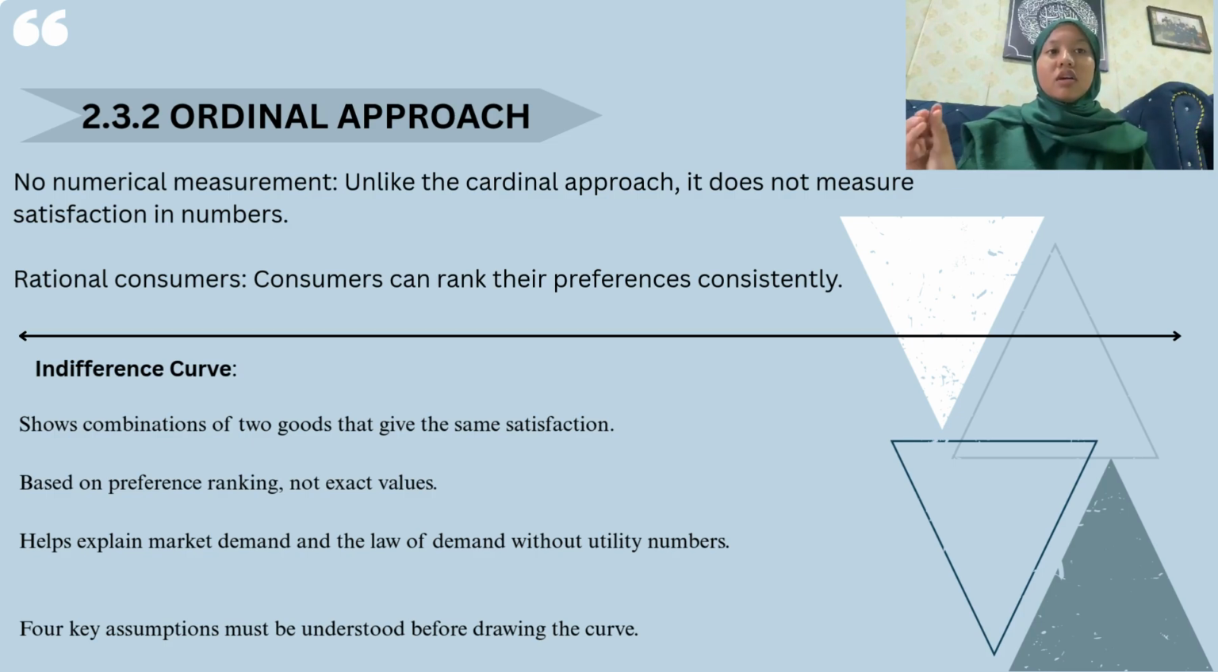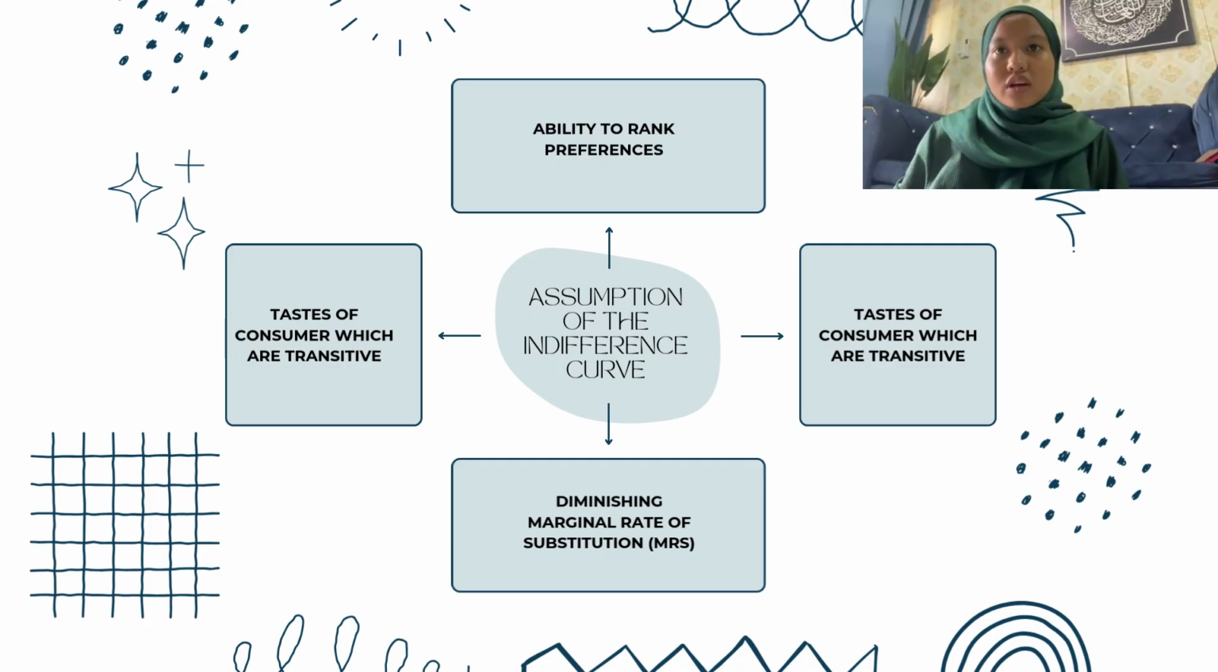Indifference curves show different combinations of two goods that provide the same level of satisfaction to a consumer. This means the consumer is indifferent between any of the combinations on the curve. They are all equally preferred. So for the assumptions of the indifference curve, we have four: ability to rank preference, taste of consumers which are sensitive, diminishing marginal rate of substitution, MRS.